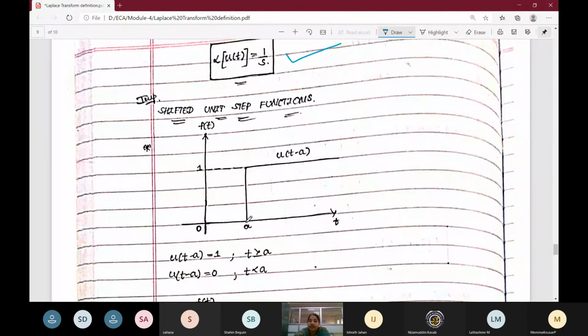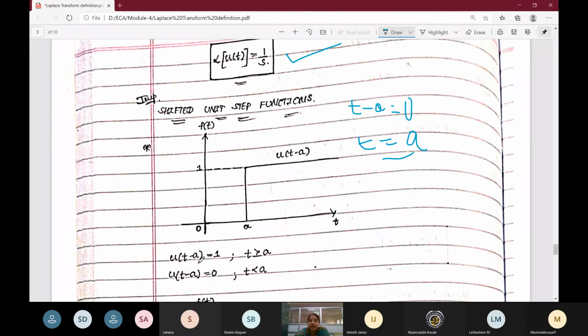So from where it has started, you should not write u of t, you should write u of t minus a. When t minus a is equated to 0, what will be t? T will be equal to a. So it is starting from a. So we will write the unit step function as u of t minus a.